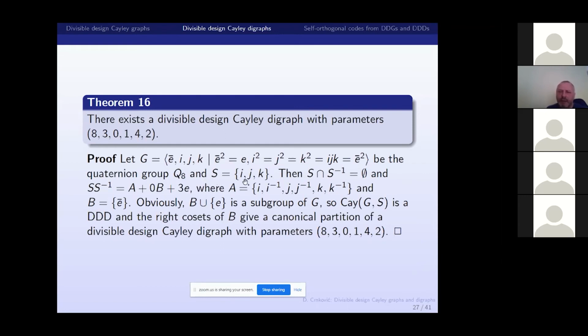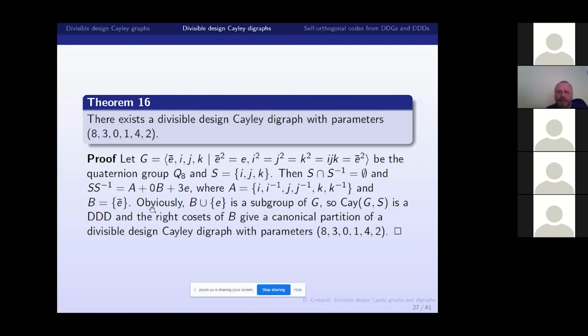and set S to be ijk. Then this set S satisfies this condition that if we take elements of S and their inverses, then the intersection is empty, and also S times S to the minus 1 is equal to A plus 0 times B, so there is no B, plus 3 times the identity element, where A is this set here, and B is E bar here.